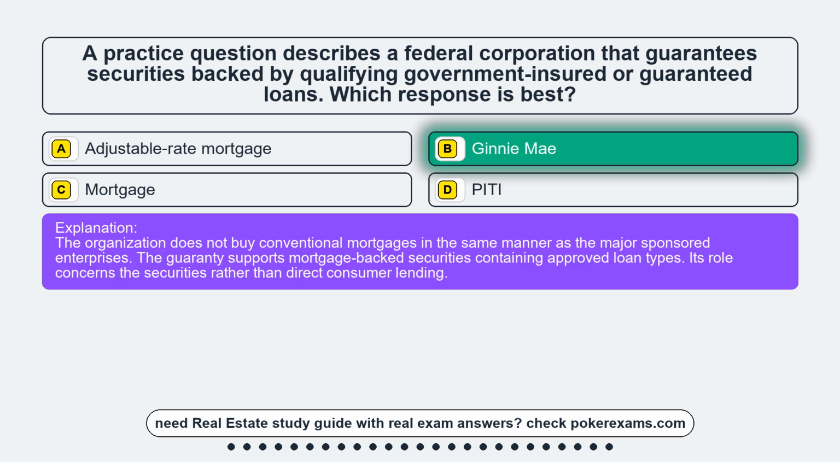The organization does not buy conventional mortgages in the same manner as the major sponsored enterprises. The guarantee supports mortgage-backed securities containing approved loan types. Its role concerns the securities rather than direct consumer lending.